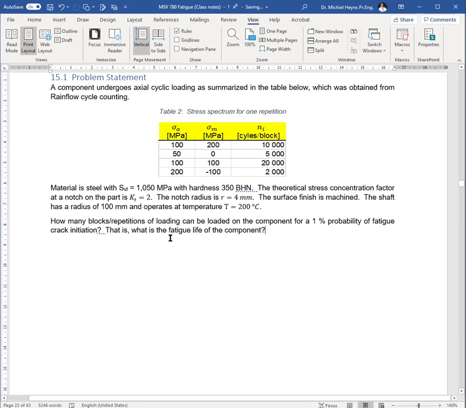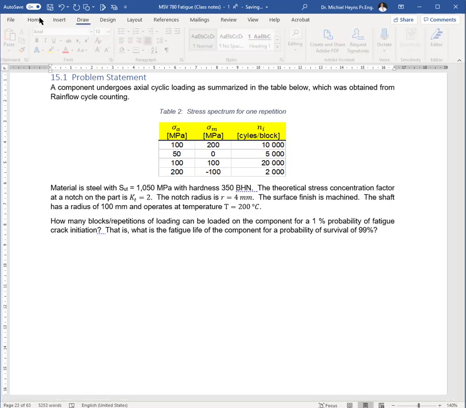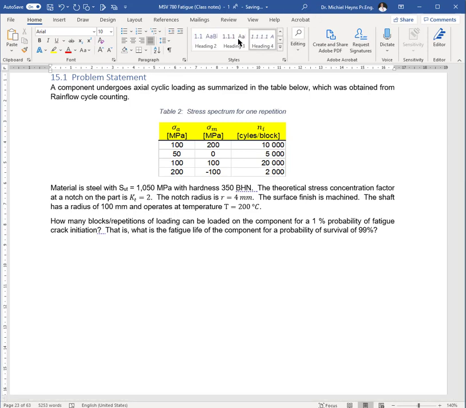So what they want to know is what is the fatigue life of the component for a probability of survival of 99%. It's equivalent. So that's the problem statement. Let's do the solution. So I'm going to go there and insert heading 2.